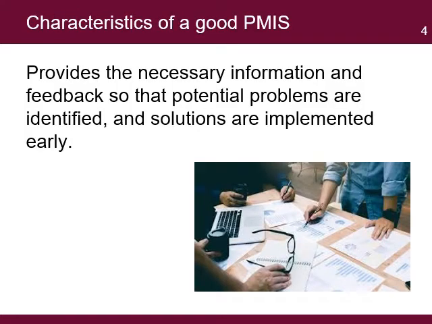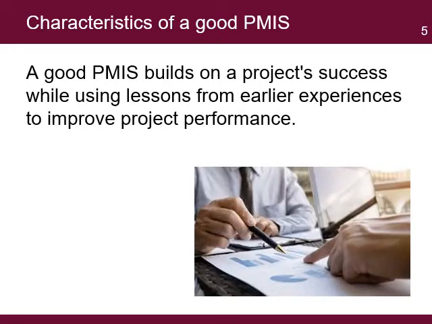A good project MIS needs to contain the following characteristics. It provides the necessary information and feedback so that potential problems are identified and solutions are implemented early. The system should be able to generate timely information to initiate corrective actions. A good PMIS builds on a project success while using lessons from early experiences to improve project performance. The project team should do regular review and/or evaluations of the PMIS performance to identify areas of improvement.